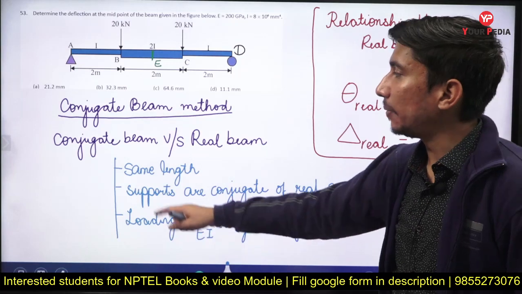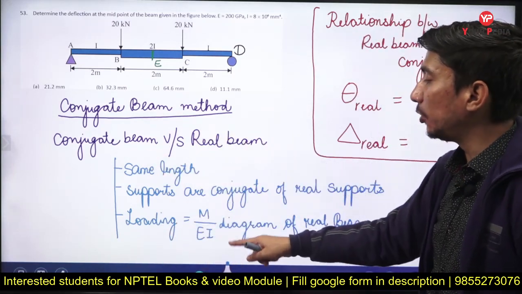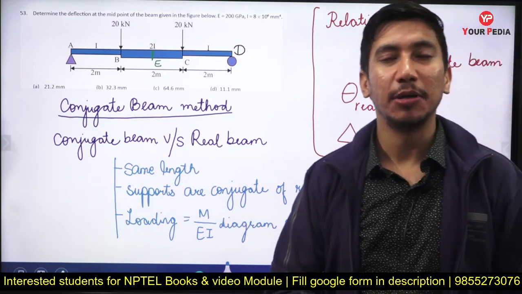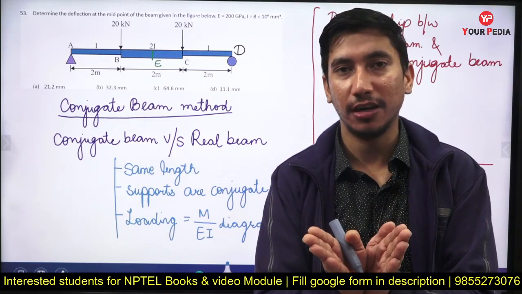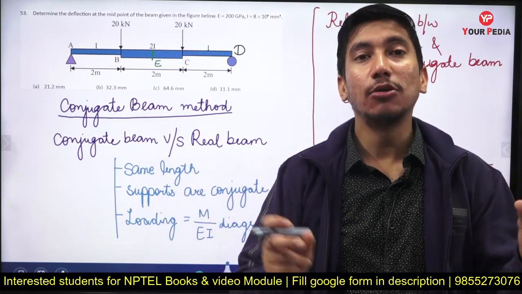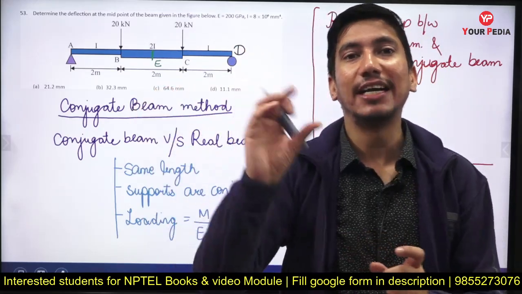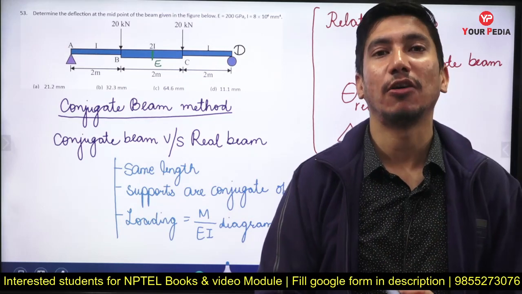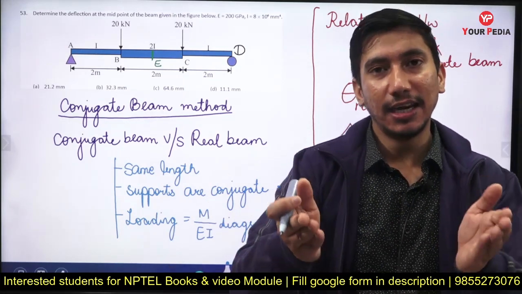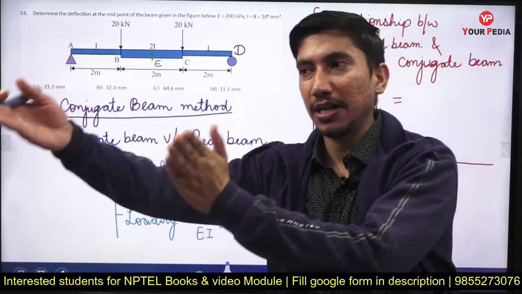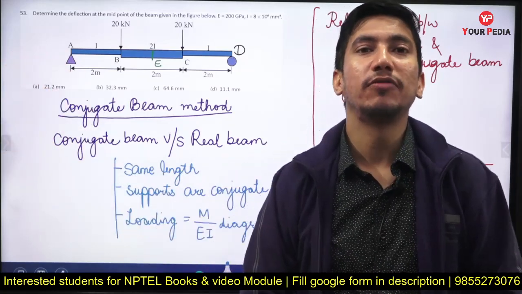The third thing that separates the conjugate beam from the real beam is that the loading in the conjugate beam will be equal to the M upon EI diagram of the real beam. Now what is this M upon EI diagram? We create the bending moment diagram of the real beam. Then we divide the ordinates of this BMD by the flexure rigidity of the beam, and whatever is the resultant diagram, that is my M upon EI diagram. Then I take this M upon EI diagram and place it over the conjugate beam that we have made, and this serves as the loading for that beam.